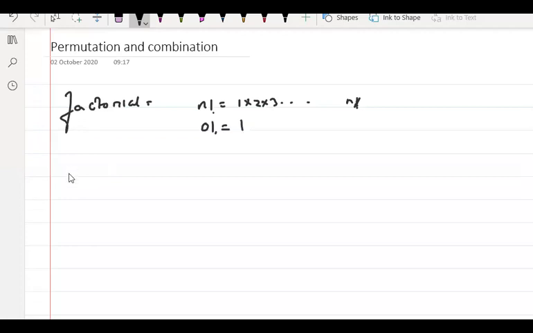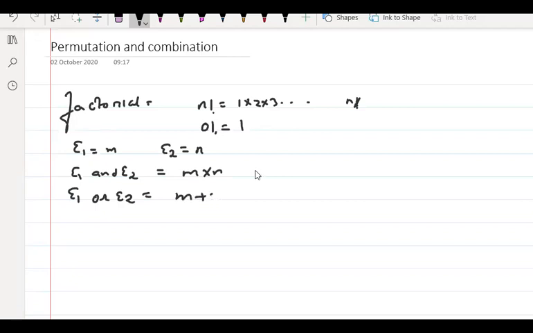Then we studied the fundamental principle of counting, right? The fundamental principle of counting says that if we have two events, E1, which can occur in m ways, and event E2, which can occur in n ways, then the number of ways in which E1 and E2 can occur is m into n. And the number of ways in which E1 or E2 can occur is m plus n.